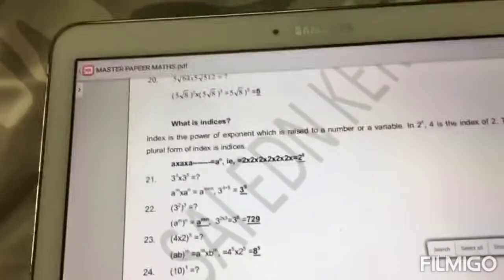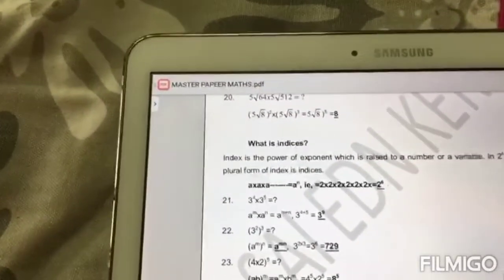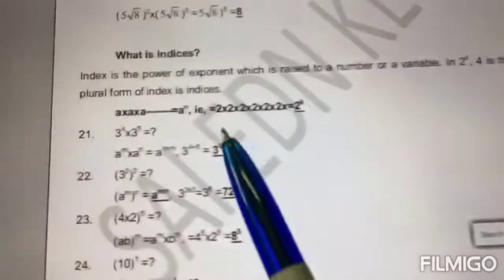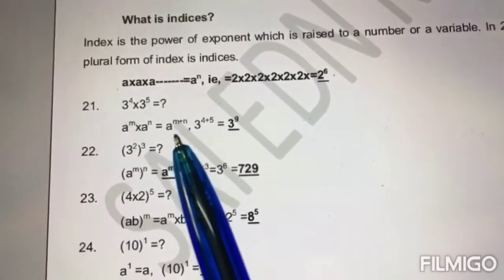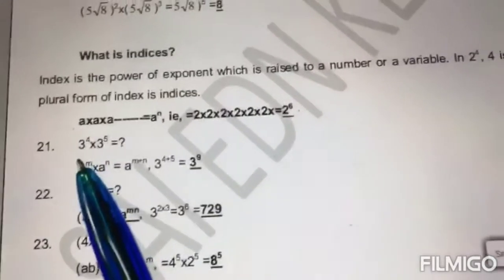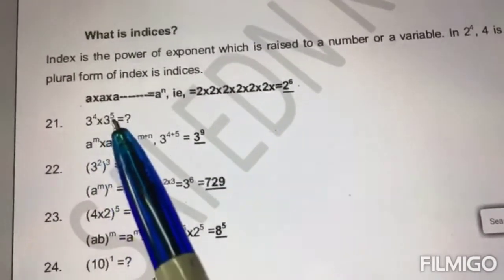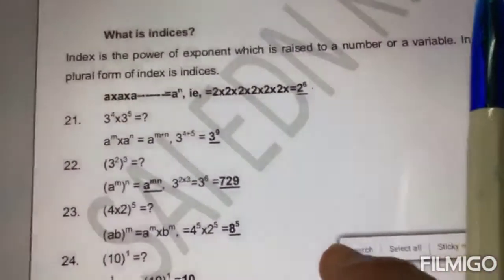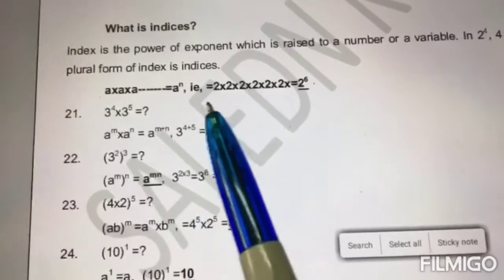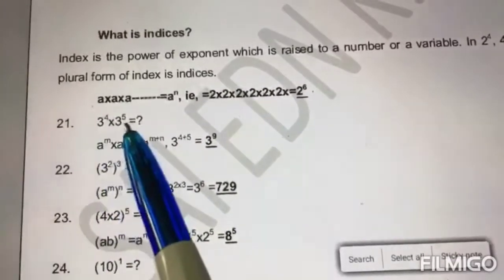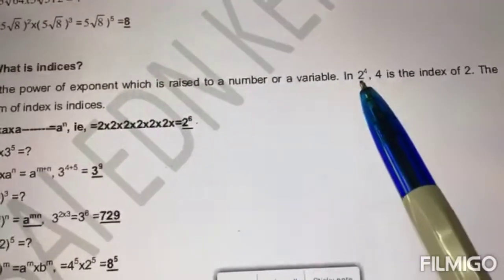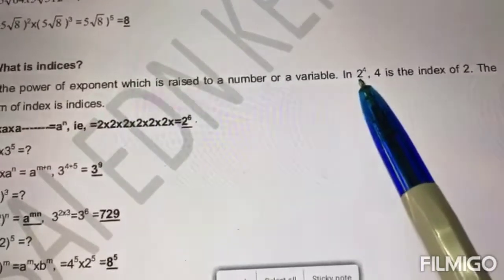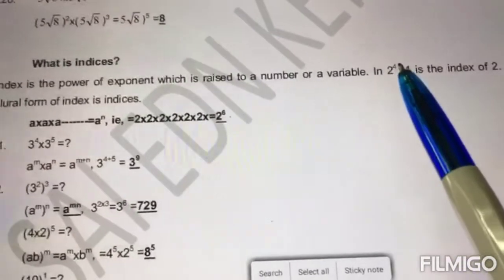Now, if you look at number 21, it's very simple. We have gone through this in our previous exercises. So 3 raised to 4 into 3 raised to 5. How do you solve this? Do you expand 3 raised to 4 and 3 raised to 5 and then multiply? It's going to take a lot of time. So the rule is, when the bases are the same, what is a base? Base is this number 3. In this case 2 is the base. 4 is called the index or the exponent.